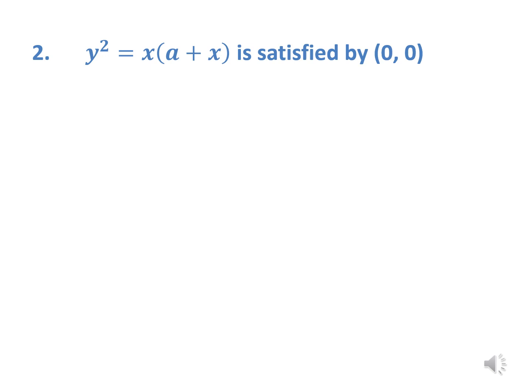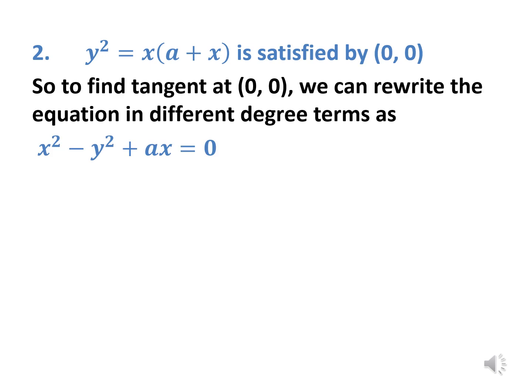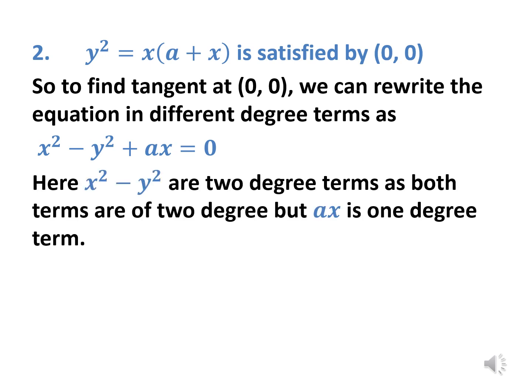Now again, by separating the degree terms, we can rewrite the equation as x square minus y square plus ax equal to 0. So the first term x square, which is of 2 degree, minus y square, that is also 2 degree. So x square minus y square is a group of 2 degree terms. Now the third term is ax, which is of 1 degree. So the 1 degree term is only ax.